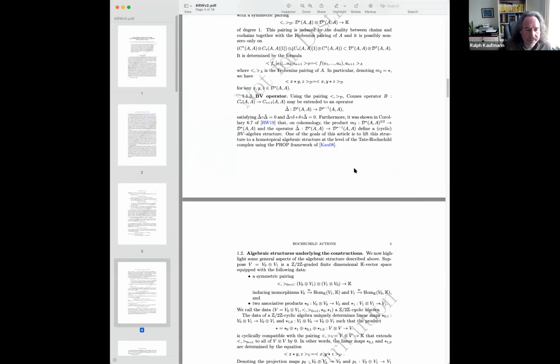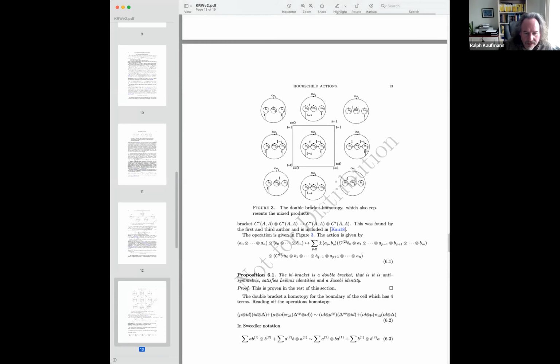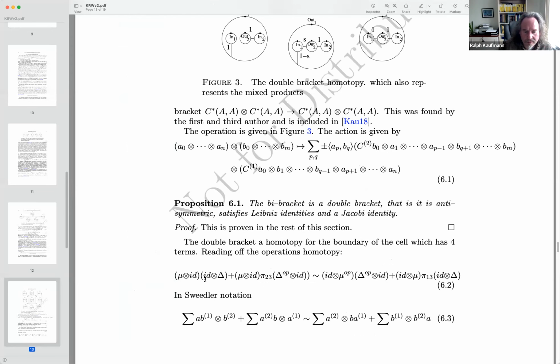So here's the equation. So that's the picture for this equation. And all right, so the algebraic equation is this one. So that's the homotopy. So you use 4 terms, and it's mu tensor id tensor delta, and then delta op and mu op delta op and mu and delta.